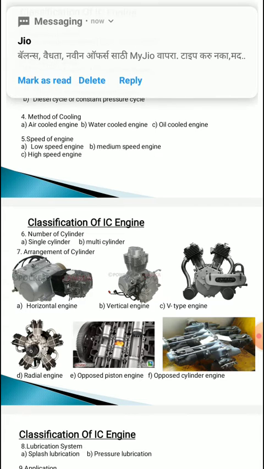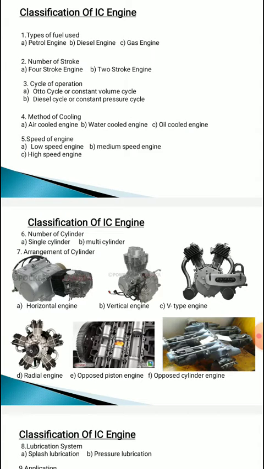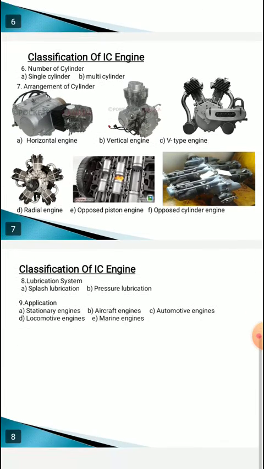According to the number of cylinders, there are single cylinder and multi-cylinder engines. By arrangement of the cylinders, there is the horizontal engine, vertical engine, V-type engine, and the radial engine. Radial engines are mainly observed in the aviation sector. V-type engines are found in most cars. Then there are opposed piston engines and opposed cylinder engines.